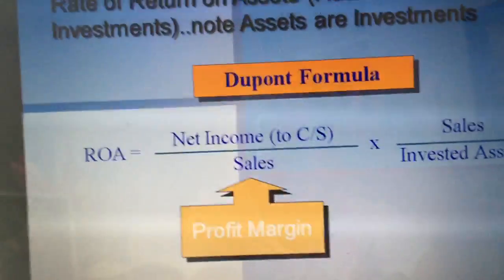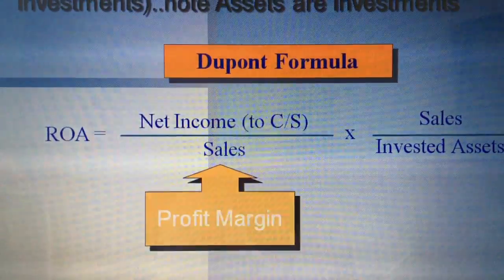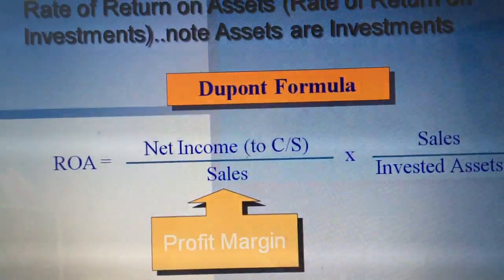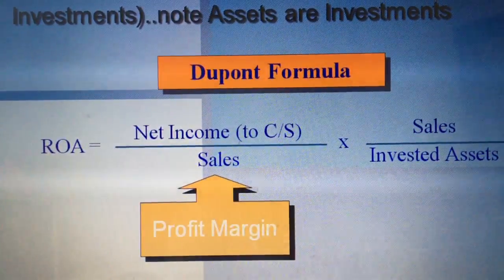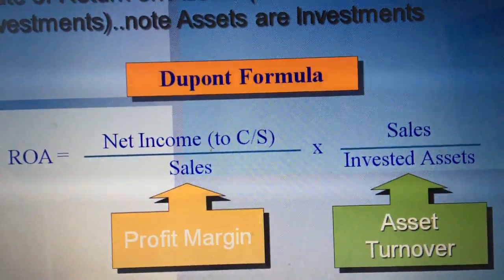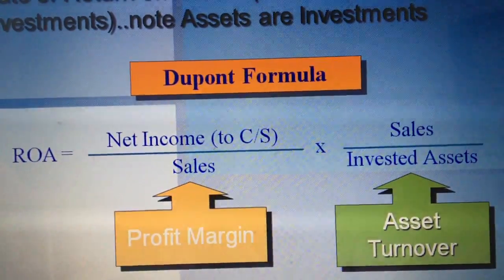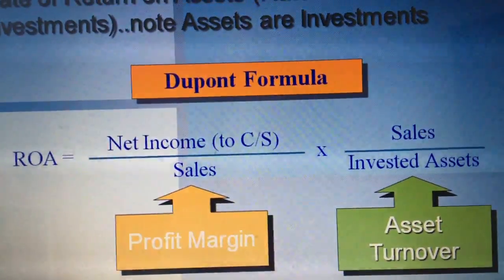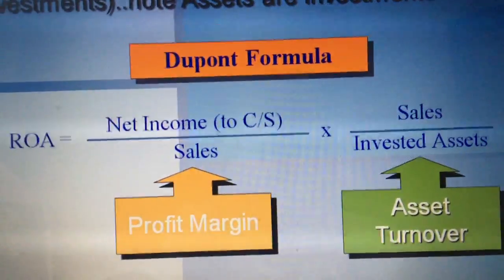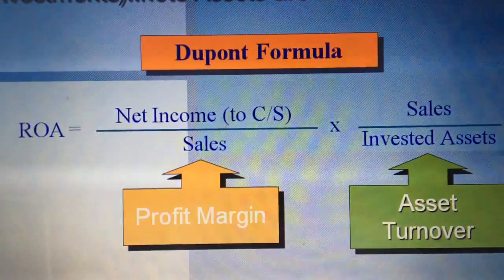Okay, the first portion is the profit margin, and you'll recognize this. We calculated one of those with Apple, net income divided by sales, and then the other one is the asset turnover, which is sales divided by your total assets, actually total assets here. Okay, now profit margin measures profitability, asset turnover measures efficiency.